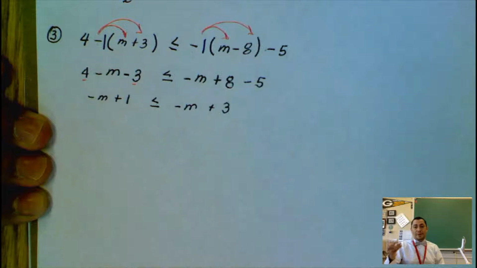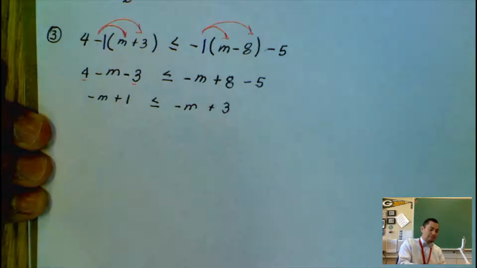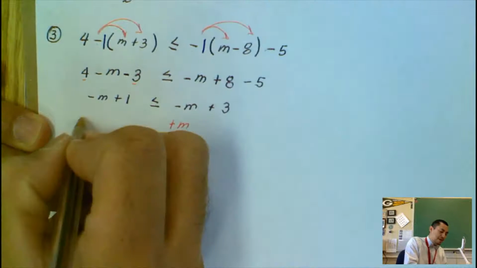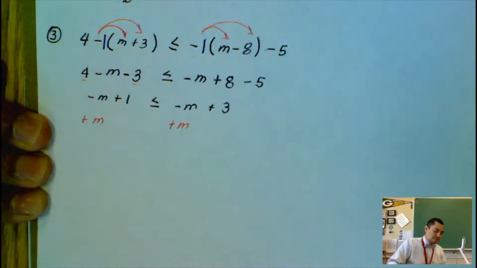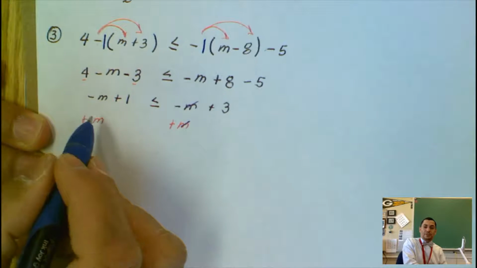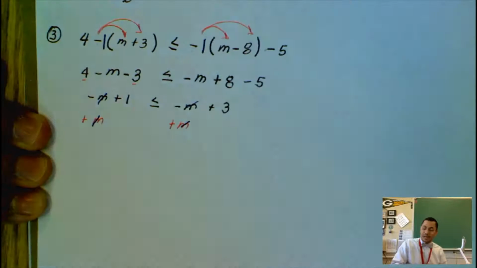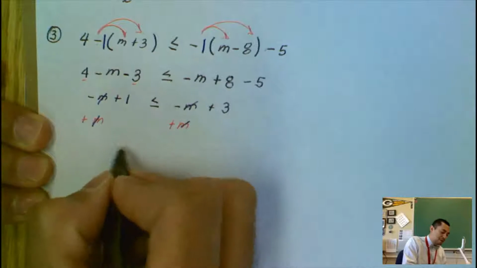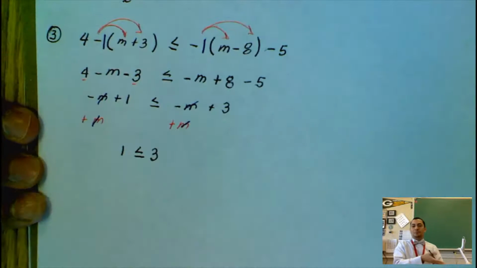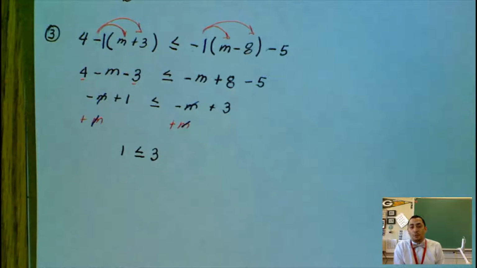Again, remember, variables to one side. It's up to you. I'm going to move it to the left. So I have negative m, so I'm going to use the opposite, positive m, positive m. Okay, these cancel out, and as you can see, the other side also cancels out. So now what do I do? That's the question that everyone asks. So I have 1 less than or equal to 3. I ended with that expression. 1 is less than or equal to 3.